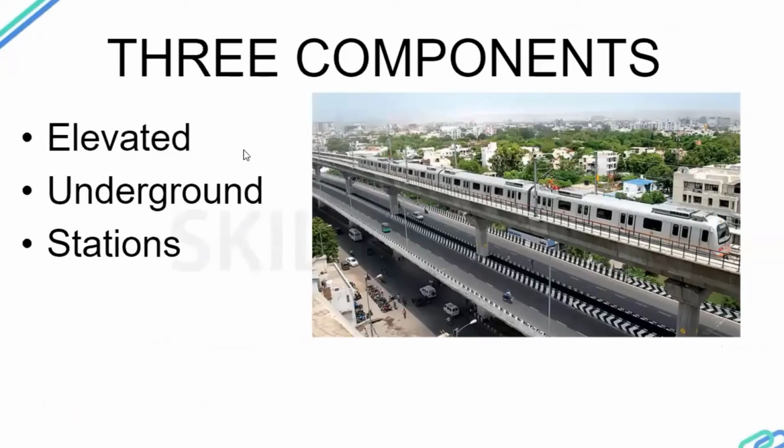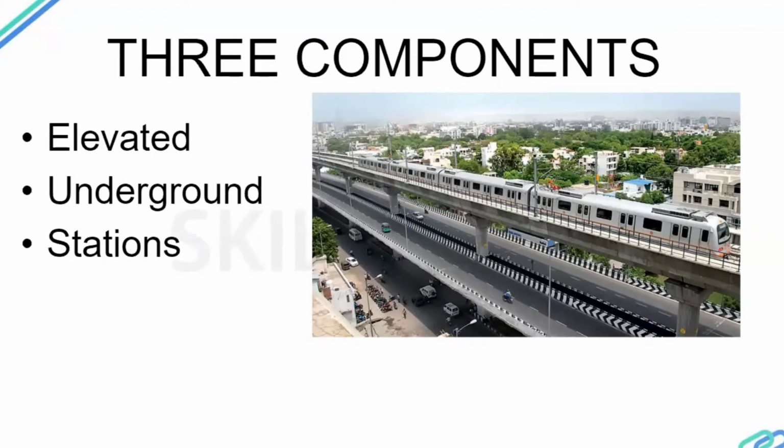So as I pointed out, in the metro we have three main components. The first one is the elevated component. The second is the underground metros. We all must have traveled through metro, and we are familiar with this. And the third is the stations. So typically stations are arranged at approximately 1 kilometer apart. I'm talking about stations which are there in Indian metro cities like Delhi and Chennai. So we have the elevated portion, we have the underground portion, and we have the stations.